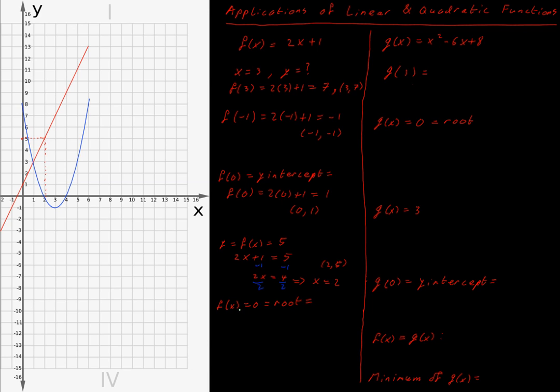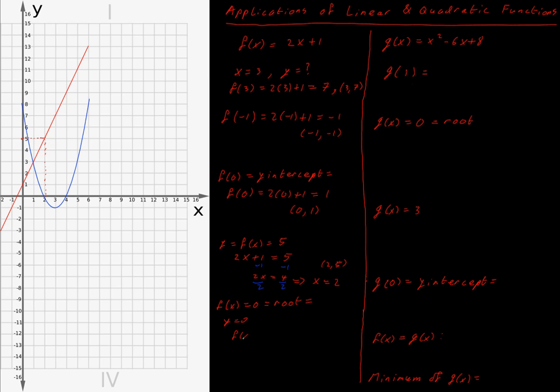Now, another value for y. We want f of x is equal to 0, and I know that that is a special situation which I call a root. So I'm looking for where my function is crossing the x-axis, where y is equal to 0. So where y is equal to 0.